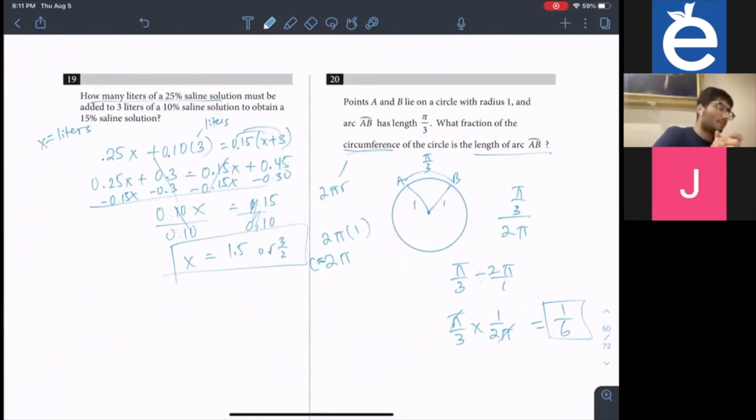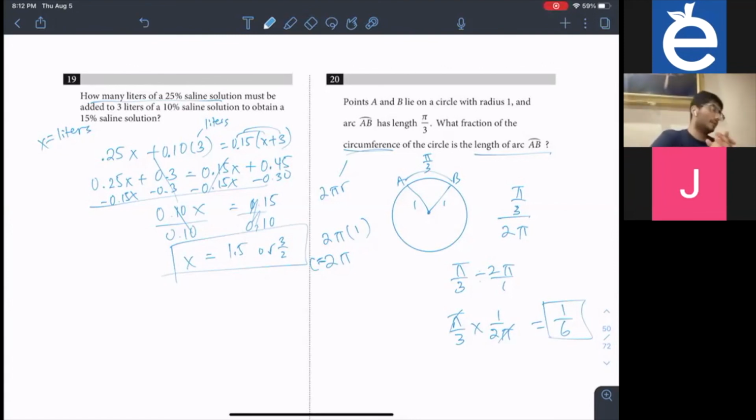And basically the tip I have for 20 is just draw the circle, draw the diagram and label, and make sure what they're asking for. Don't confuse circumference and area. The area formula is pi r squared. The formula for the circumference is 2 pi r. So make sure to understand what they're asking for, and then break it down step by step, and you'll get the correct answer.